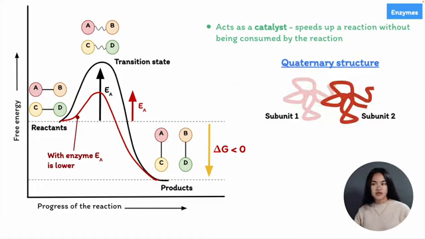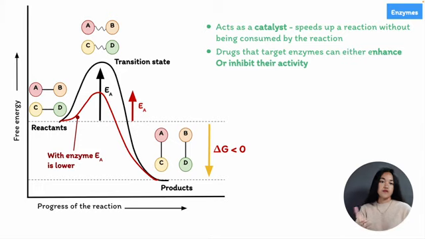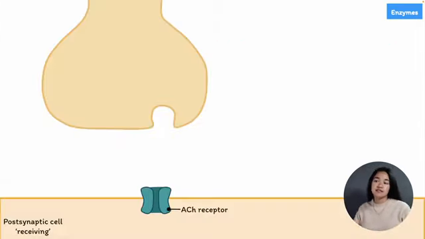If an enzyme is denatured, its catalytic activity is gone. Okay, so drugs that target enzymes can either enhance or inhibit their activity, altering cellular metabolism, neurotransmission, and function. Let's go through an example of a drug called neostigmine that inhibits an enzyme involved in neurotransmission.